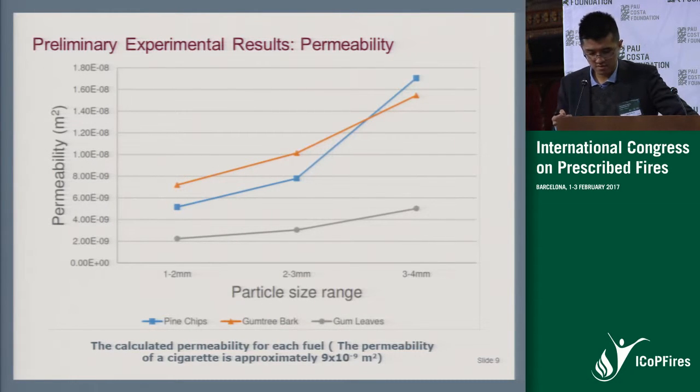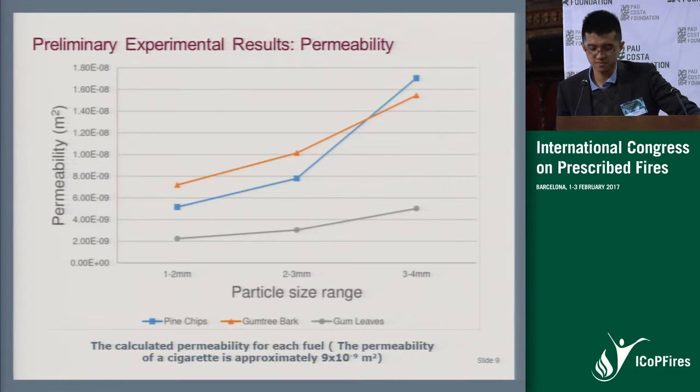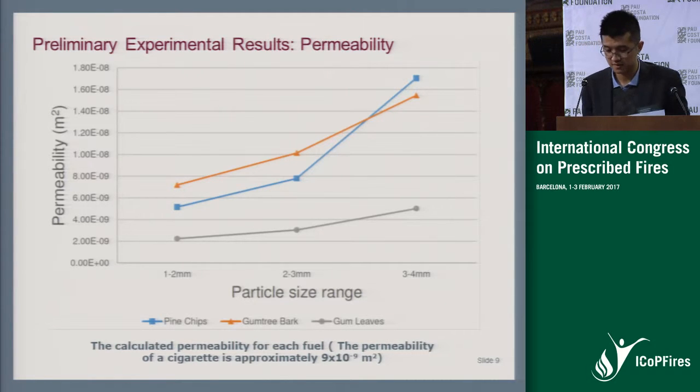From the previous results, we can calculate the permeability of the fuel bed using Darcy's law. From the results here, we can say that the eucalyptus bark and pine chips show very similar trends, while the eucalyptus leaves are much lower in permeability. This is because the shapes of the pine chip particles and the eucalyptus bark particles are very similar, while the shapes of eucalyptus leaves are quite different.